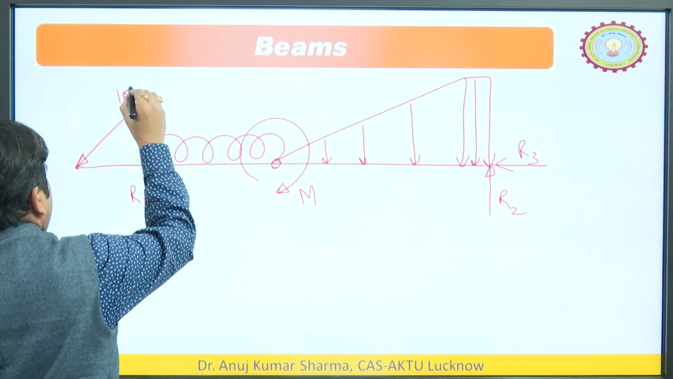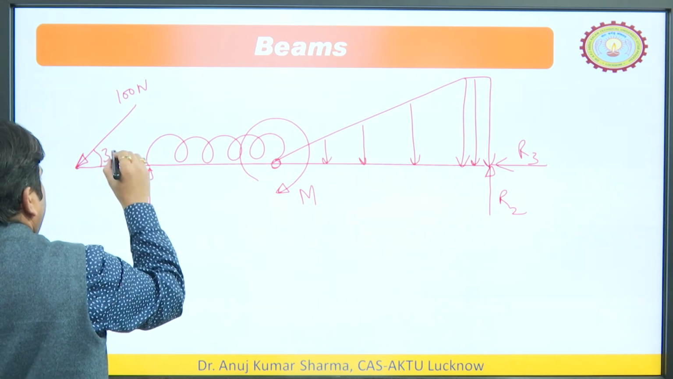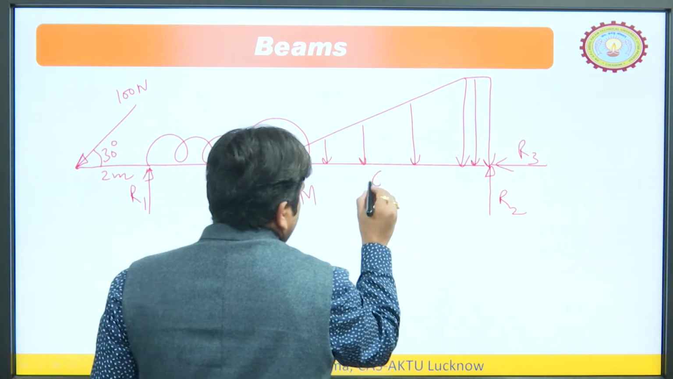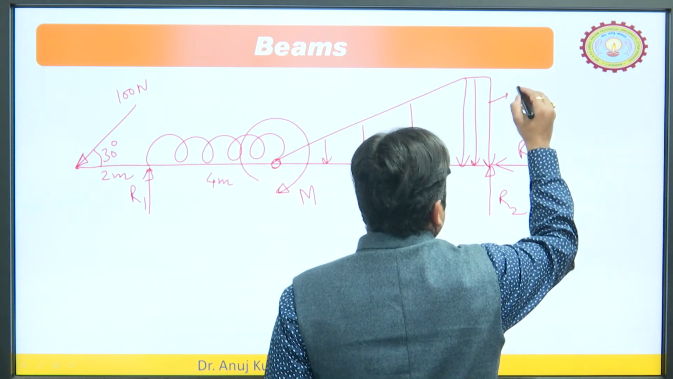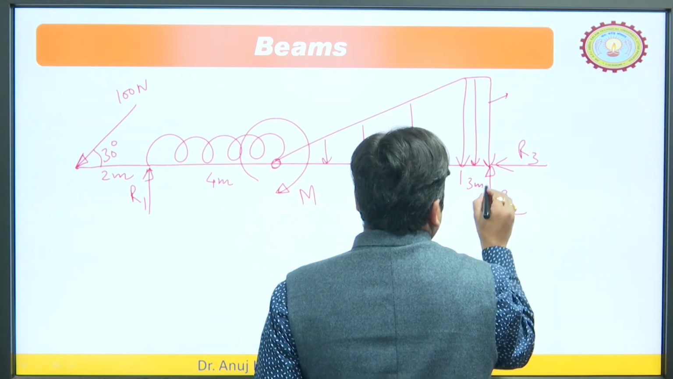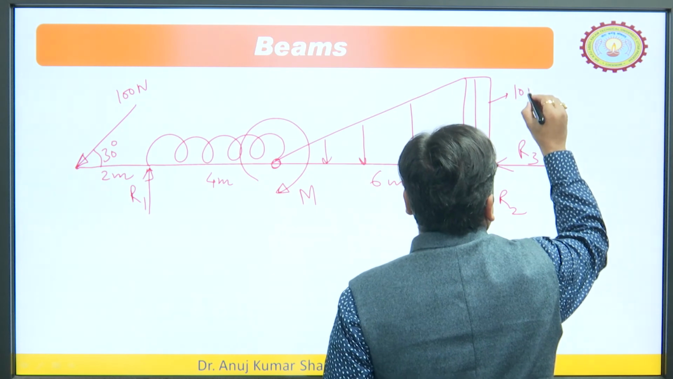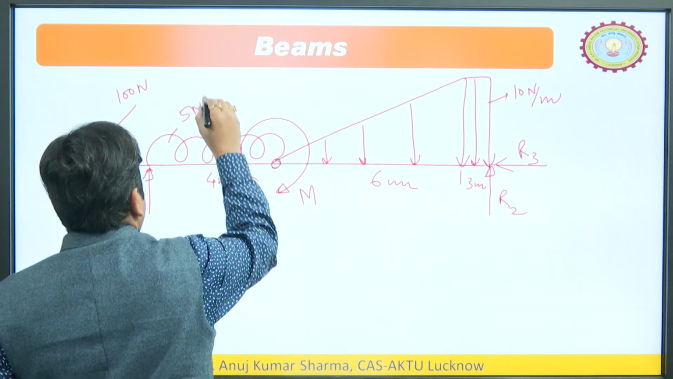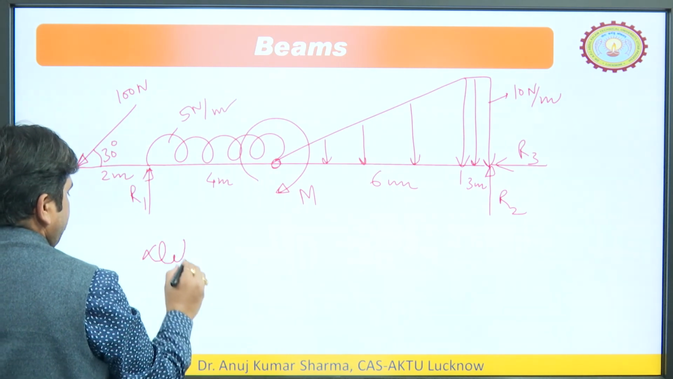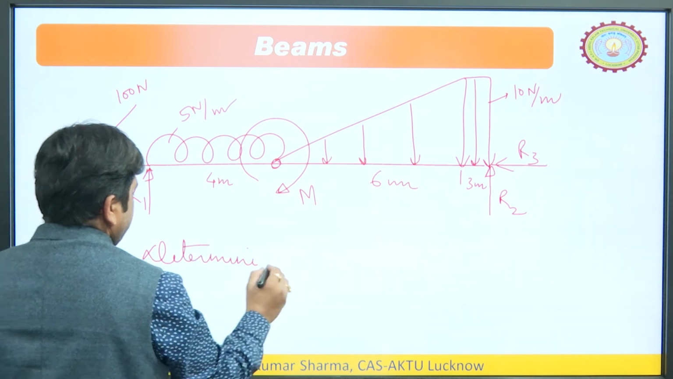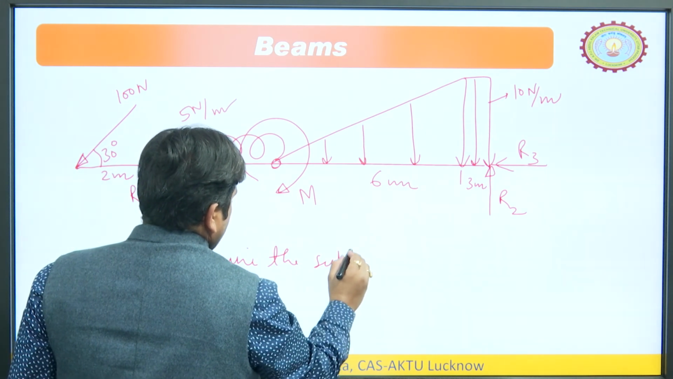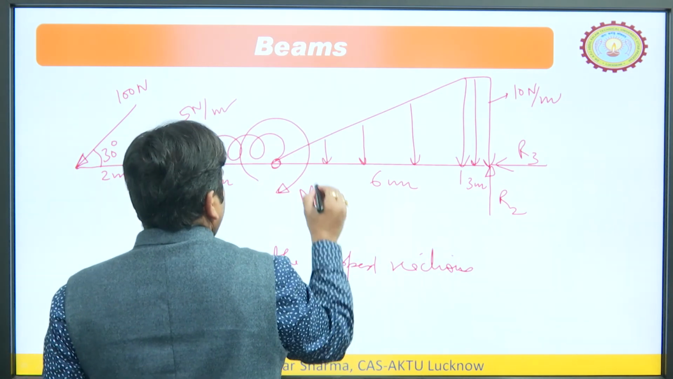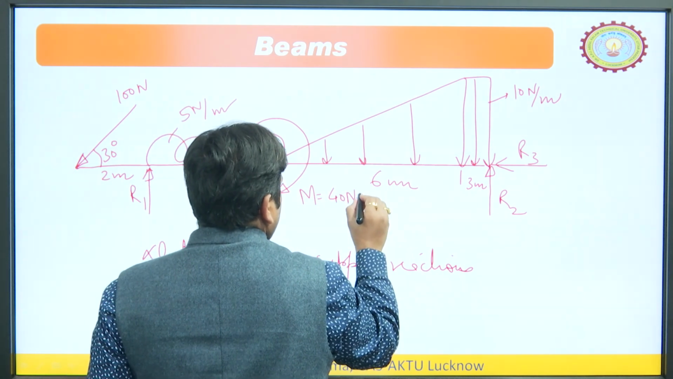Let us say it is 100 Newton making an angle of 30 degrees. This length is 2 meter, this length is 4 meter, this length is 6 meter, and this is 3 meter. This intensity is 10 Newton per meter, here the intensity is 0 and this intensity is 5 Newton per meter. Determine the support reactions. This is the question for you to solve, and this moment M is equal to 40 Newton meter.